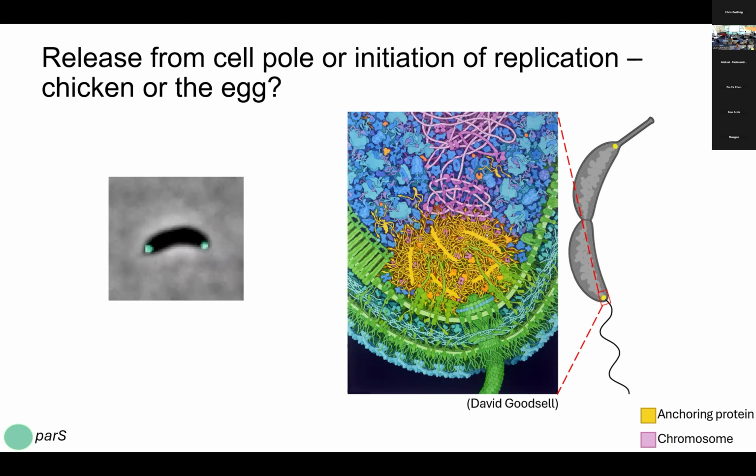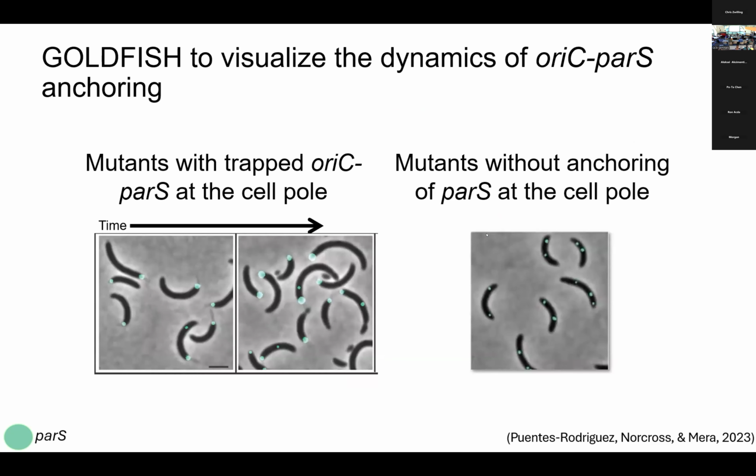before there's replication. And so we don't really know whether PAR-S gets replicated and then separated from the anchoring pole, or if it gets duplicated first and then separated. We can't answer this question yet with our current resolution. And it would be great if we could use GOLDFISH to learn what is the order of replication and separation from the cell pole. We have some clues that it could be.